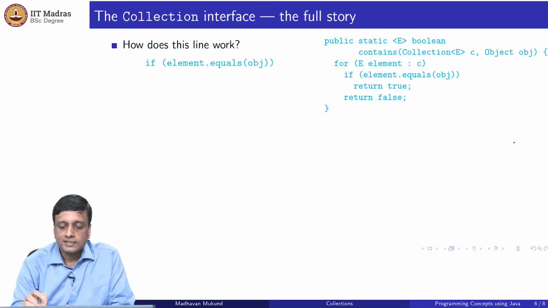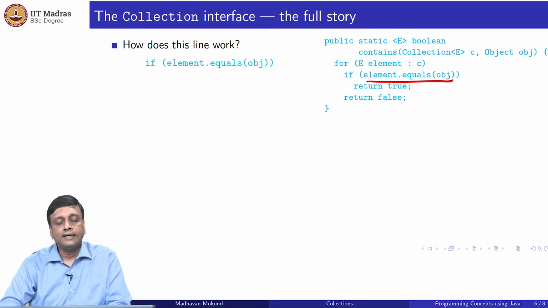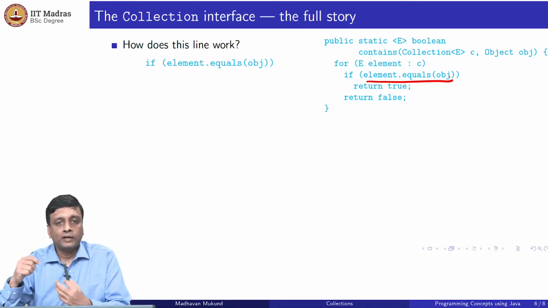So, let us get back to this problematic line. When we were doing this generic contains function, we said that we will examine each element that we pick out of our collection and compare it to this object which we have as our argument, but one is of type capital E and the other one is of type Object. So, how does this work?